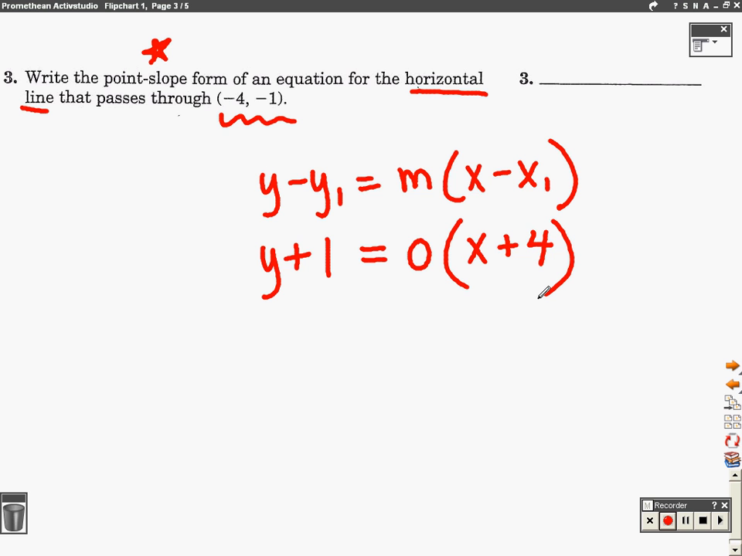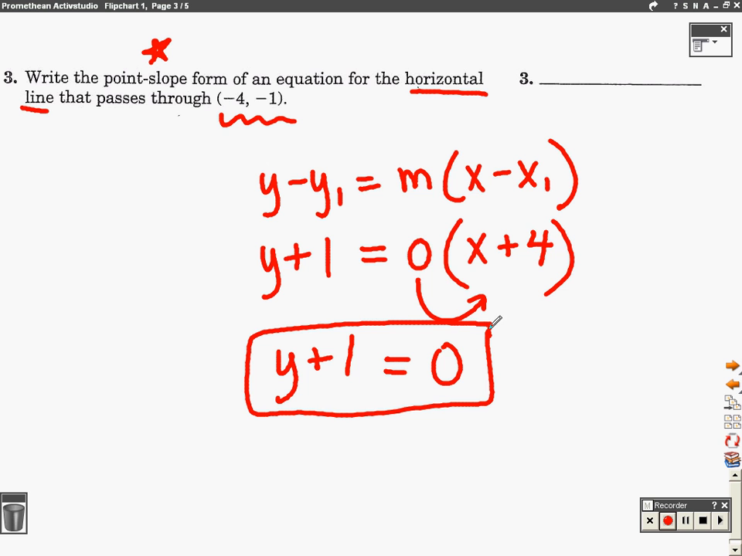Now, when you have it in point-slope form, you don't want to move things over to the other side back and forth, but if you can simplify, and I can simplify right here, 0 times anything is 0, so we're just going to leave it as 0. Y plus 1 is equal to 0. This is point-slope form. It doesn't ask you this, but if you wanted it in slope-intercept form, you would just move the 1 over by subtracting on both sides and get y equals negative 1. So this would be slope-intercept form. But this is your answer, point-slope form.